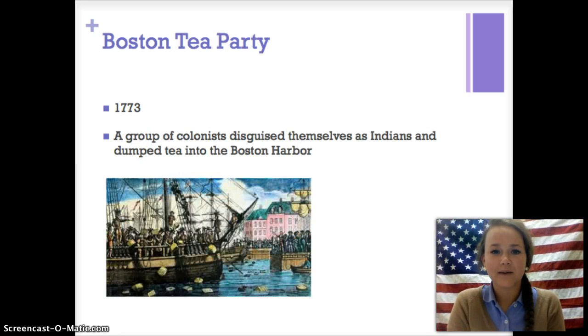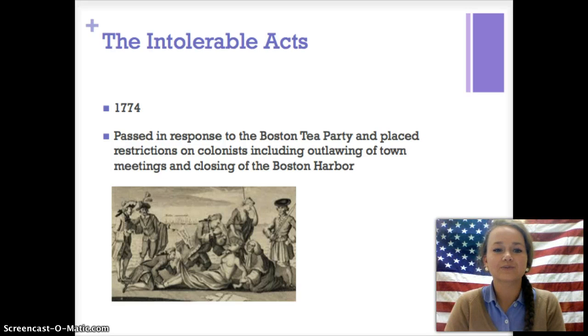The Boston Tea Party happened in 1773. This was when a group of colonists disguised themselves as Indians and dumped tea into the Boston harbor. The Intolerable Acts were passed in 1774 in response to the Boston Tea Party. These acts placed strict restrictions on colonists, including outlawing of town meetings and closing of the Boston harbor.